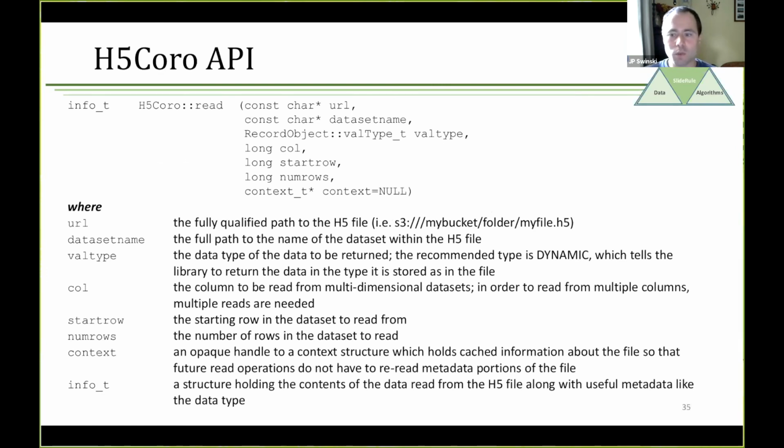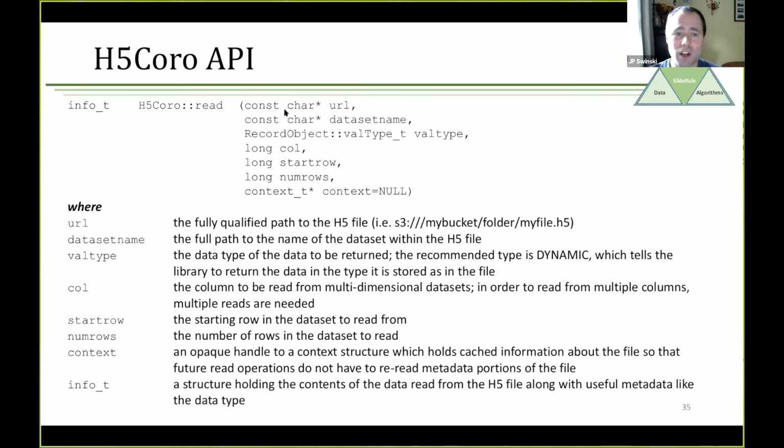So what does this all look like? I apologize for those that are not C programmers. I think for those that are, it demystifies what's happening just by seeing the API. There's pretty much just one API right now in H5Coro, and that's reading. And so here's the read call.